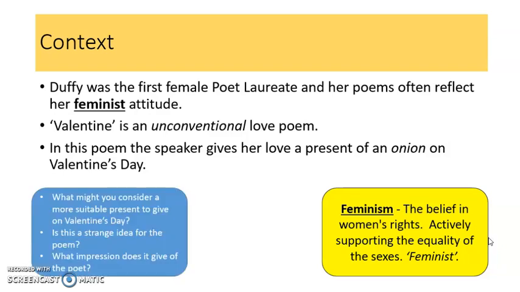Okay, so you might think this is an unusual idea. There's a couple of questions here in this box. What might you consider a more suitable present to give on Valentine's Day? Is this a strange idea for the poem to give an onion? What impression does it give of the poet? Just give you 2 or 3 minutes here if you want to pause the video to consider these questions. You don't necessarily need to write anything down, but I just want you to think about them for a couple of minutes.